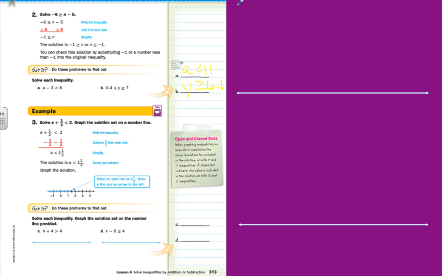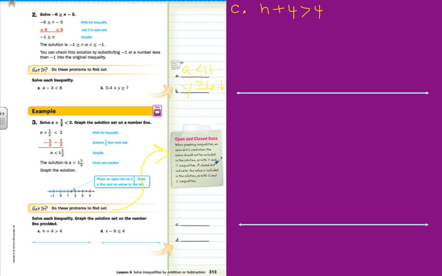So erasing that again, let's move on to C and D. C first is h plus 4 is greater than 4. This one tells us to solve the inequality and graph the solution set on the number line provided. If you want to make sure that you take note of this right here, open and closed dot.